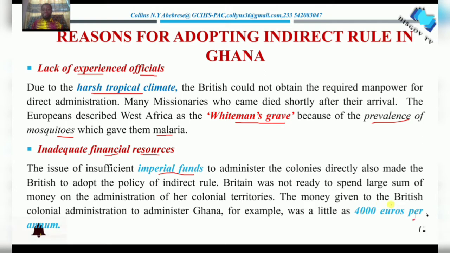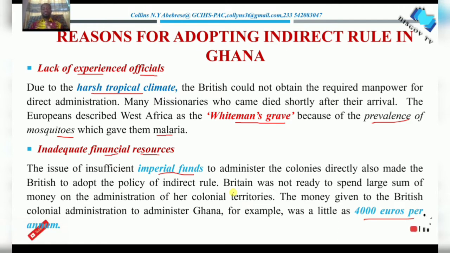Okay, now let's take a look here. The money given to the British colonial administration to administer Ghana, for example, was somewhere around 4,000 euros per annum. 4,000 euros for the whole year to administer the Gold Coast. And these monies were largely insufficient to administer the colonies, not only in Ghana, but in all the British colonies. And of course, that is how colonialism is. The monarch, the crown, was not ready to spend money on their colonies.